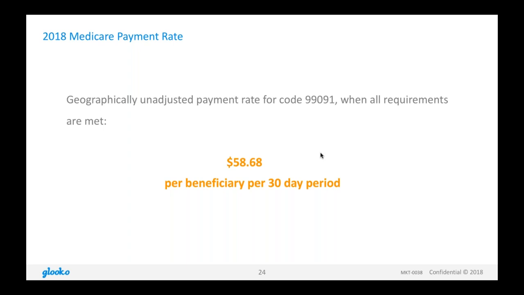As we mentioned before, Medicare's geographically unadjusted payment rate for calendar year 2018, when all these requirements are met, is $58.68, and that's per beneficiary per a 30-day time period. So remember, it's a 30-minute threshold of time in a 30-day period, but this rate is geographically unadjusted. And you could look up your adjusted rates if you're in Detroit, Michigan, Joliet, Illinois, Chicago, Illinois, on CMS.gov. And just note that every calendar year, Medicare does adjust its payment rates for all of its paid interventions.